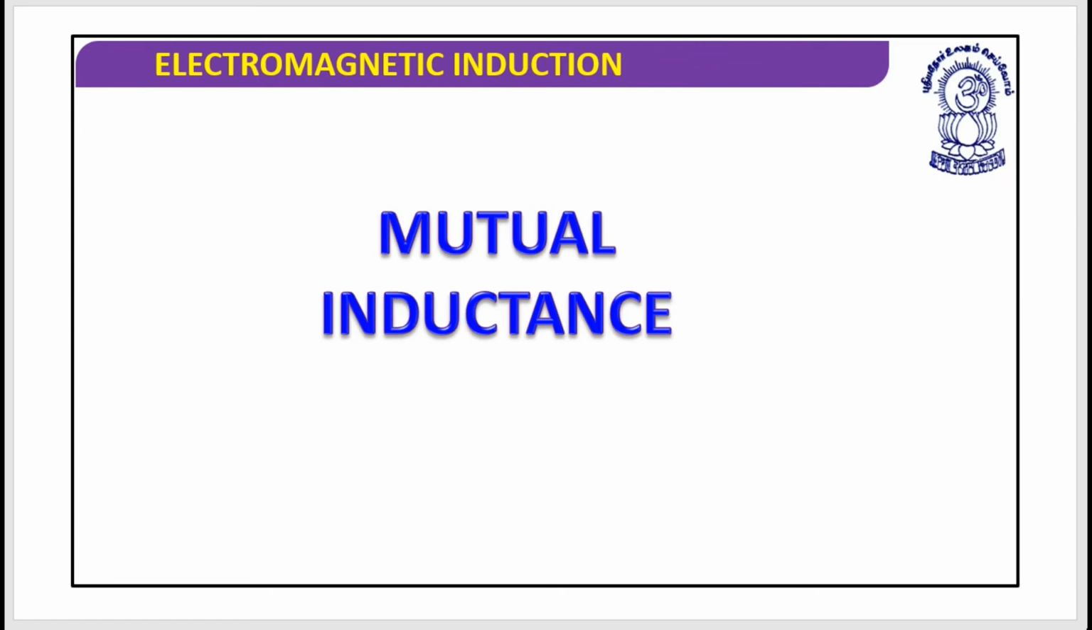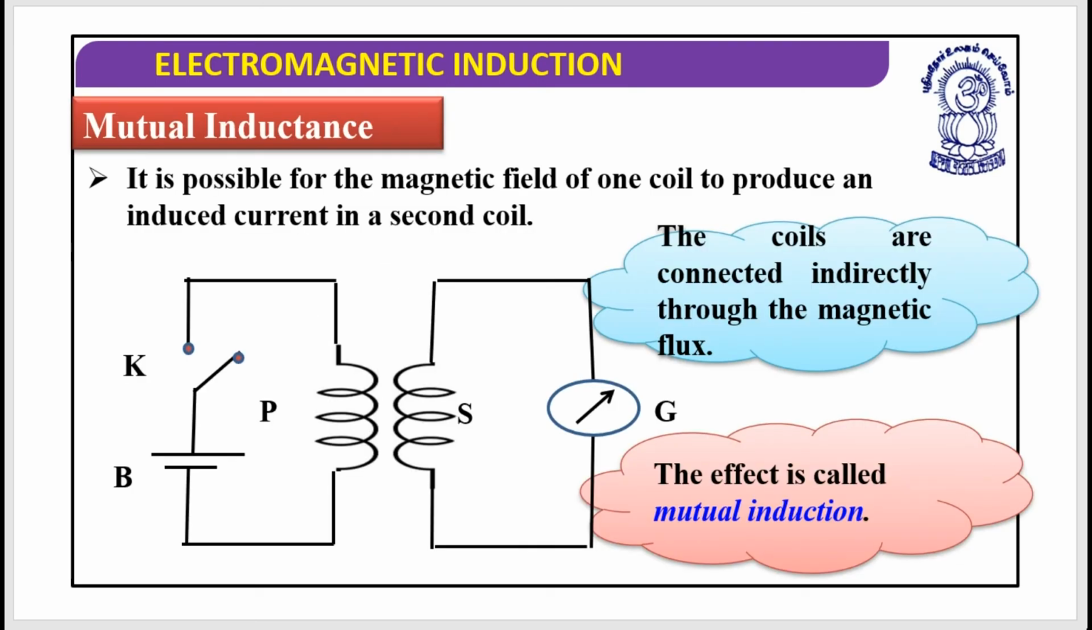Let's look at mutual inductance. Let's understand what it is. When we say mutual inductance, we mean it is possible for the magnetic field of one coil to produce and induce current in a second coil. Up till now we were studying self inductance. The situation was that a current was passed through one coil, and the inductance was linked with that same coil.